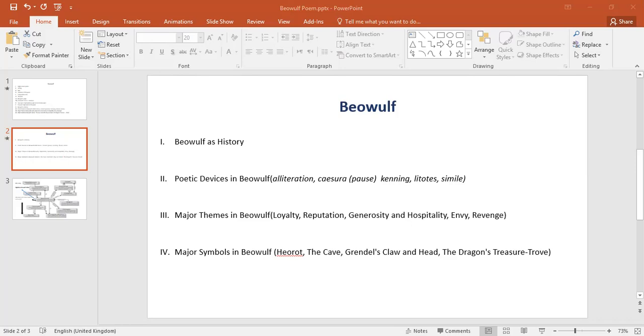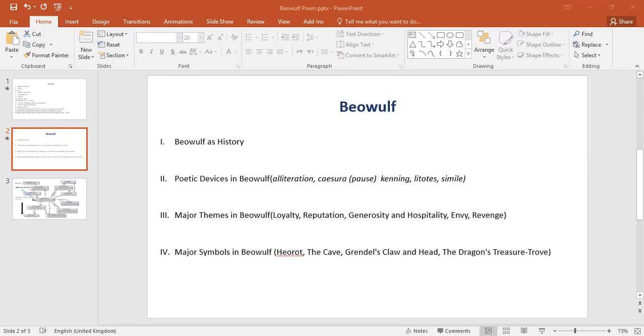Okay, this third theme is generosity and hospitality. When the poem opens, you will see King Hrothgar and Queen Wealhtheow. These two characters embody the themes of generosity and hospitality. The code of comitatus is at the heart of the Beowulf epic.